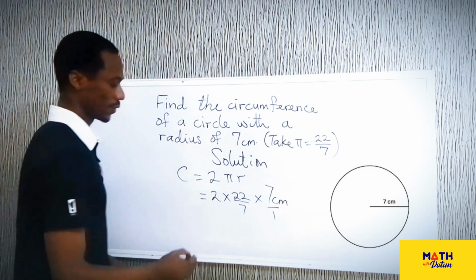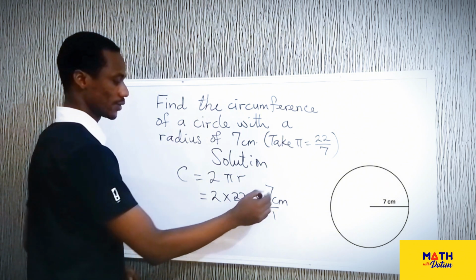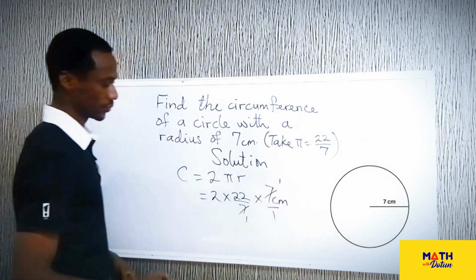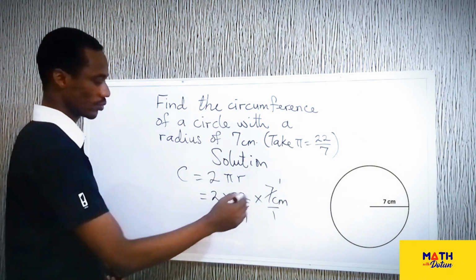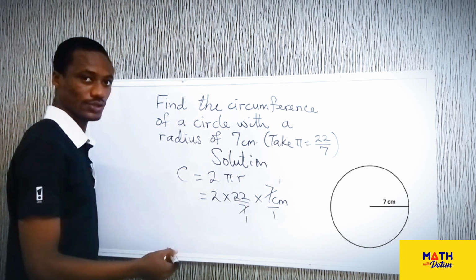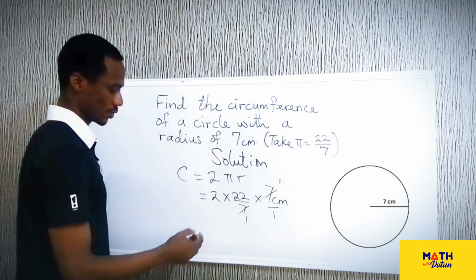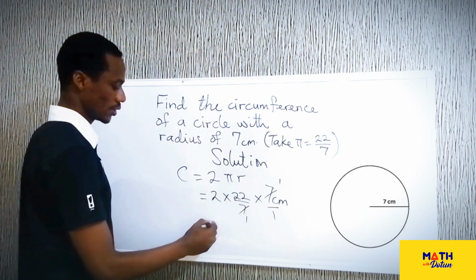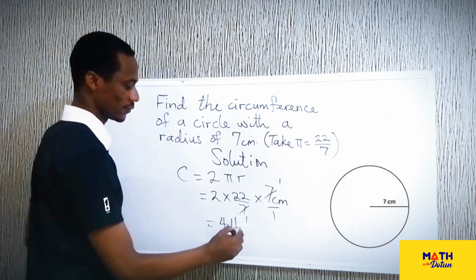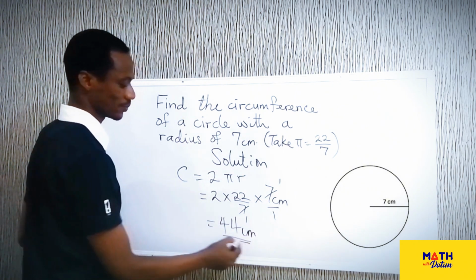Right, so 7 goes in 7 once, and here once. And then we multiply: we have 2 times 22, 44, times 1 centimeter, and that is 44 centimeters.